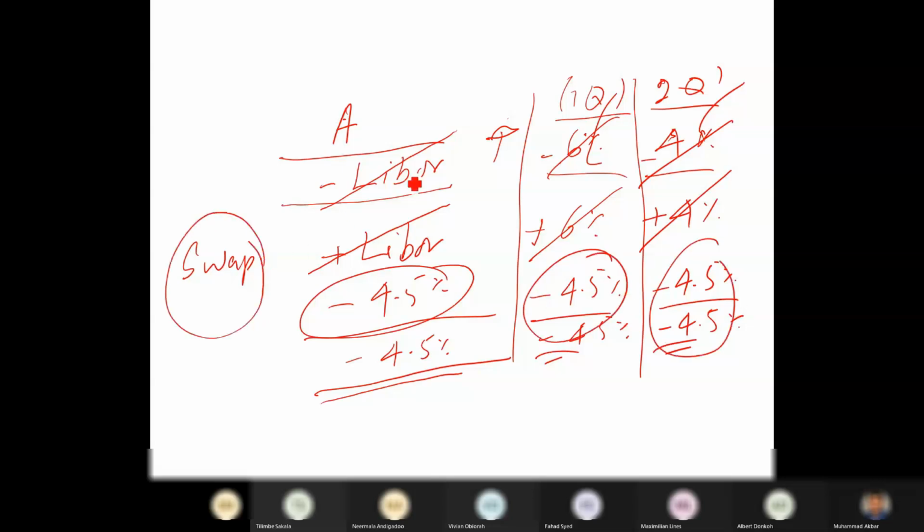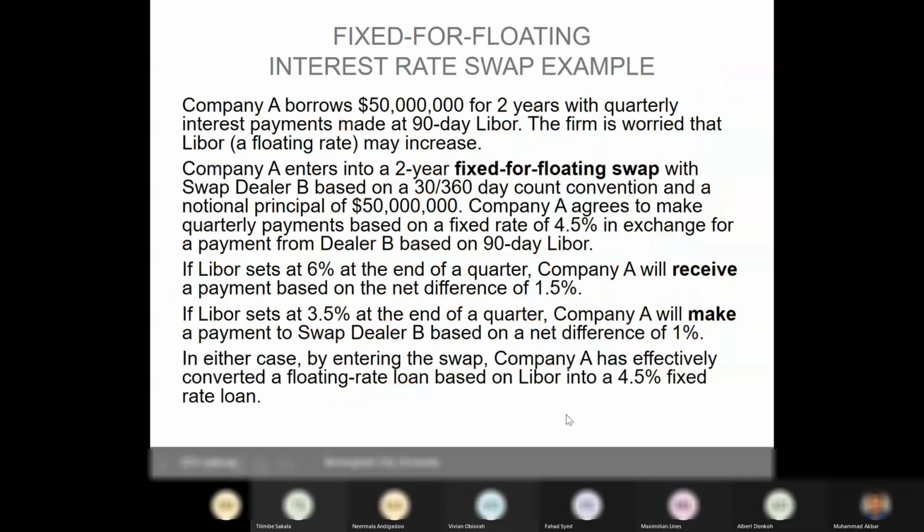So using a swap, this company has converted its floating rate liability into a fixed rate liability. That is the power of swap contracts. If you combine it with another asset or instrument, you can change the risk of your cash flows. So here the floating rate payments have been converted into fixed rate payments. Similarly, you can convert your floating rate receipts into fixed rate receipts, or vice versa. Any question on this?